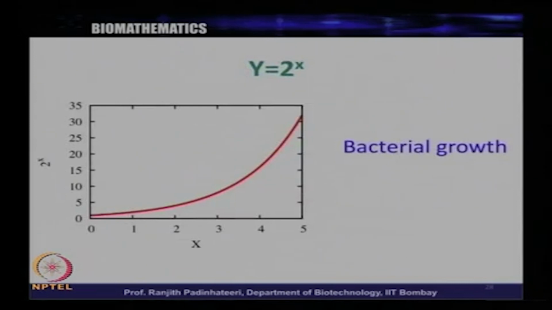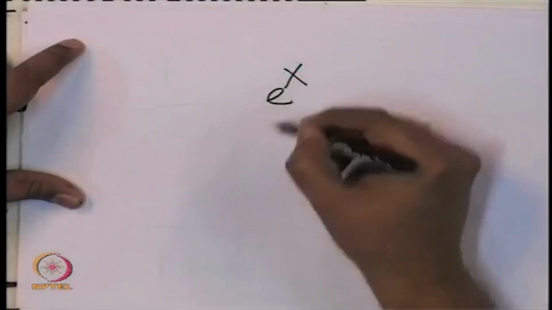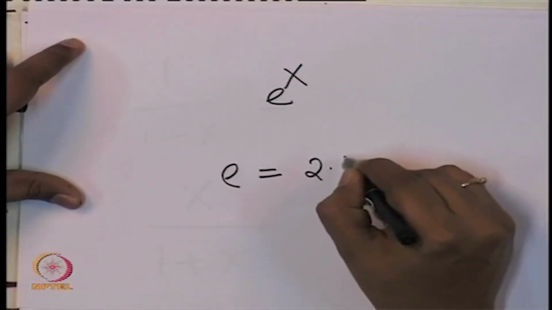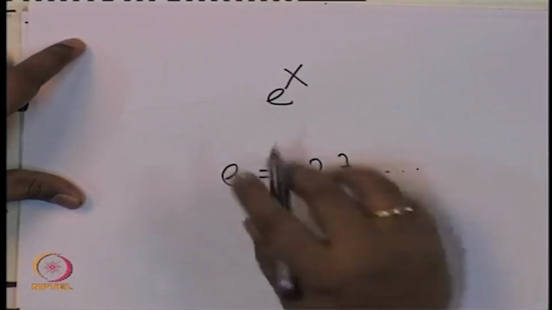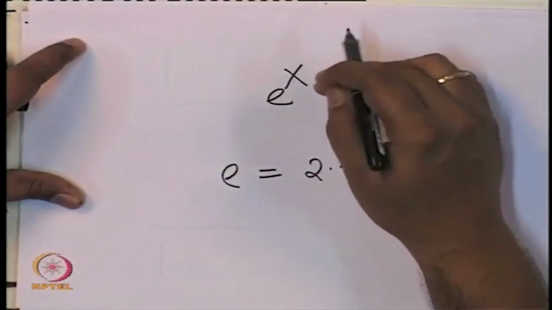Now let us look at some more functions which are very often seen in biological systems. Let us have a look at a function called 2 power x. What we have seen so far is e power x. When we saw that, we said that e is some number, 2.7 something. So, e is a number, and this number power x is a function that we saw.